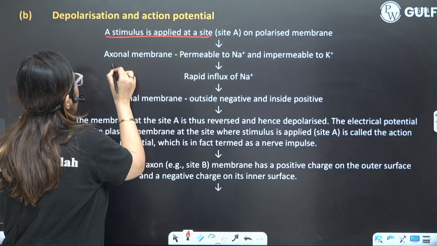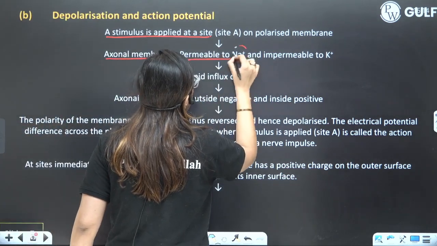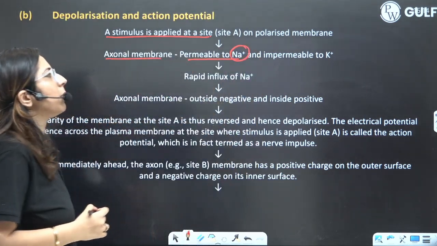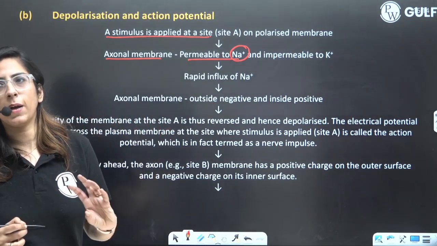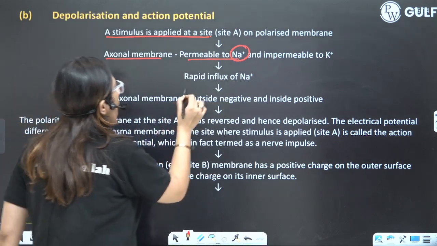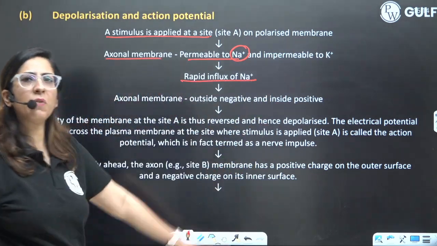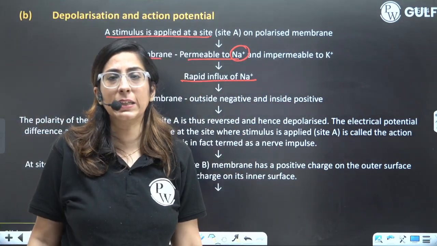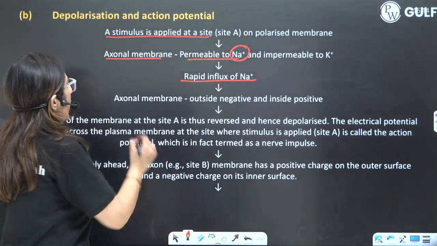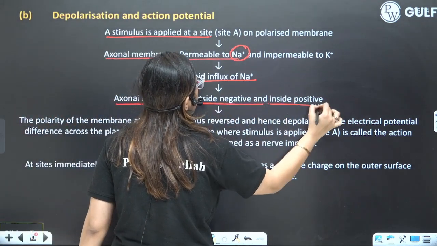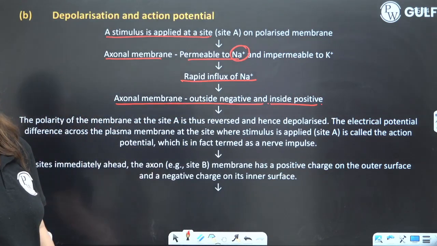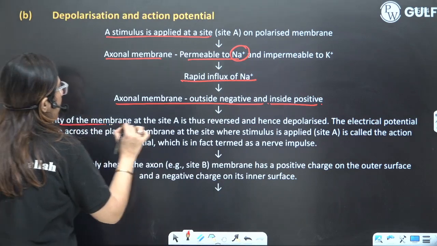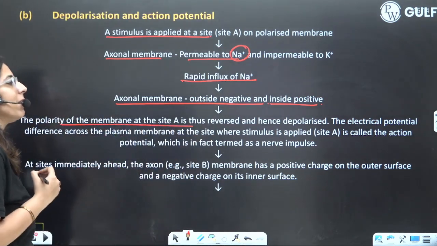Axonal membrane is permeable to sodium ion and impermeable to potassium ion. Now everything will change. It will become permeable to sodium ion, impermeable to potassium ion. Rapid influx of sodium ion. Sodium ion will rush inside the cell. Axonal membrane outside negative, inside positive. Clear? Now, due to this, the polarity of the membrane at the A site is reversed.